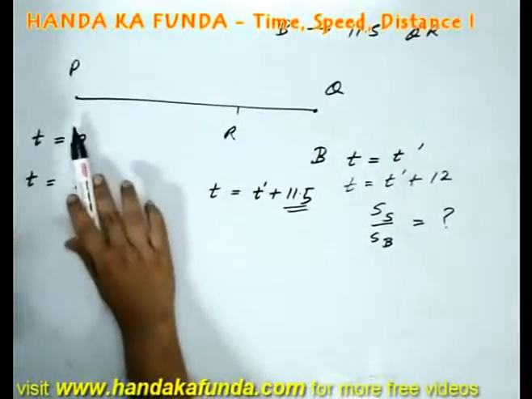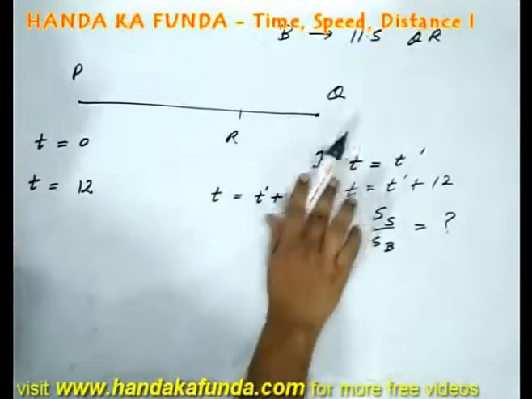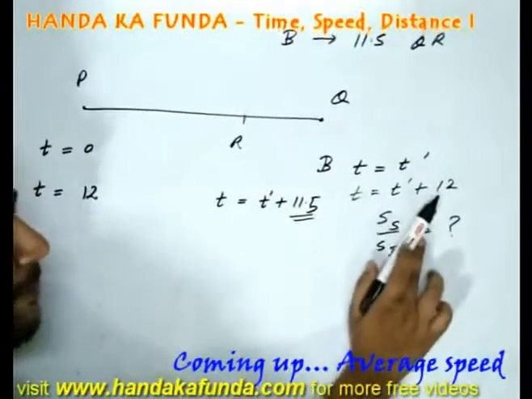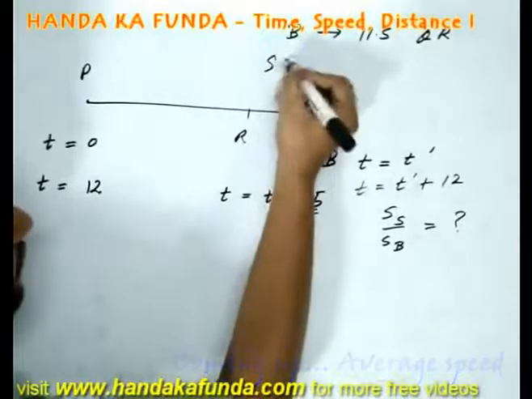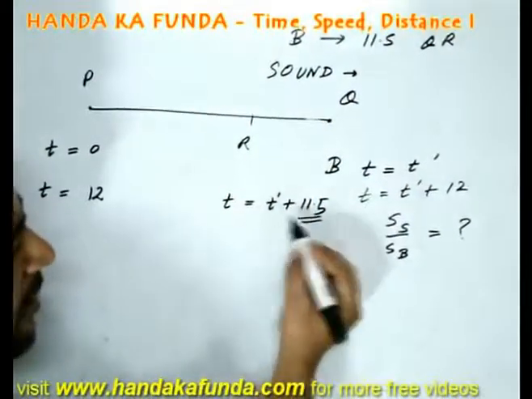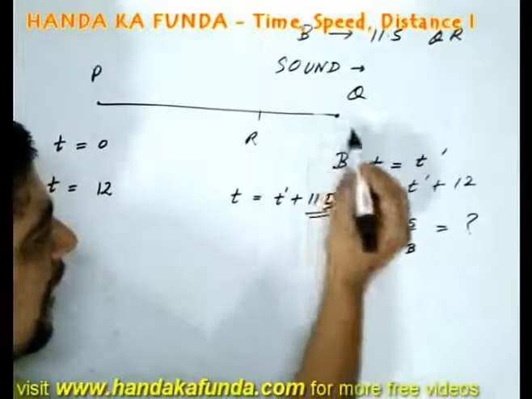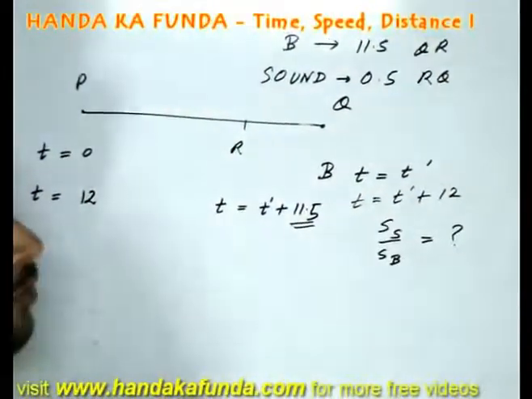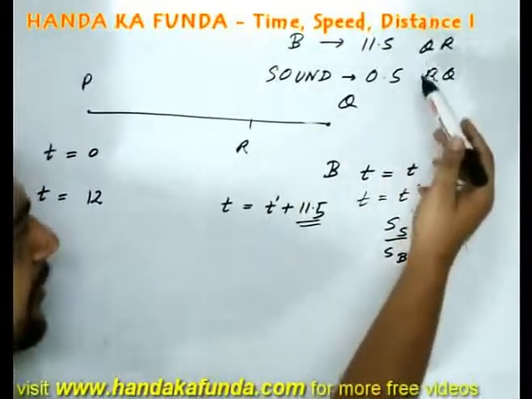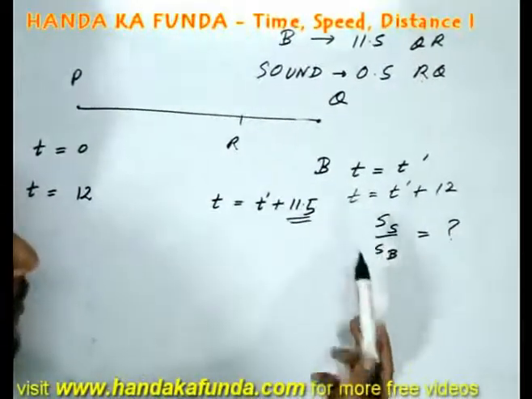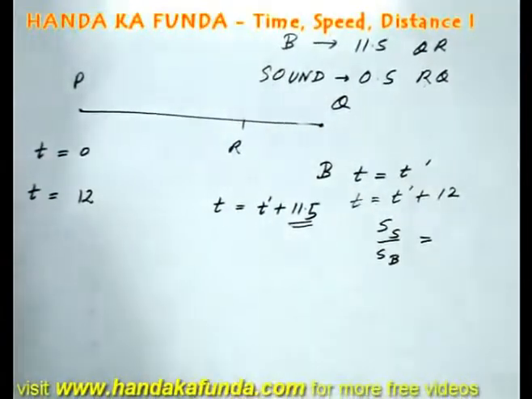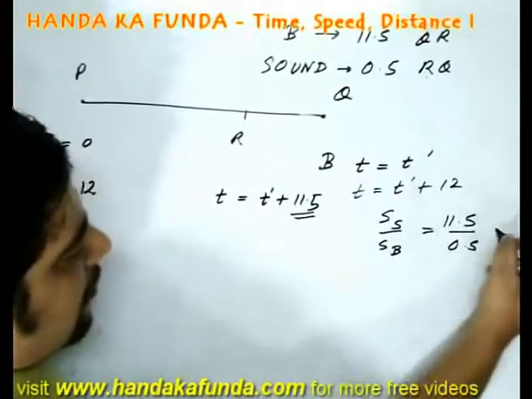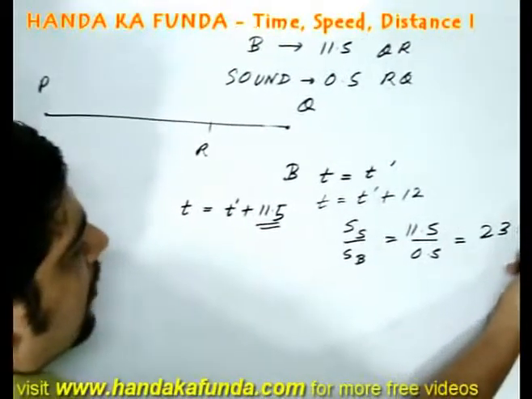Because he moved. So that means the sound of the bullet, which is going from P to Q, passes R at t equal to t dash plus 11.5 and it passes Q at t dash plus 12, which means the speed of the sound, or rather just the sound, takes from here to here. It goes from R to Q in this time gap, which is 0.5 minutes, and the distance covered is RQ. As you can see, RQ is equal to QR. The distance is constant. So the ratio of the speeds which we want to find out will be inverse of the ratios of the times taken. B takes 11 and a half minutes, sound takes 0.5 minutes. So the required ratio is 11.5 by 0.5 or 23:1.